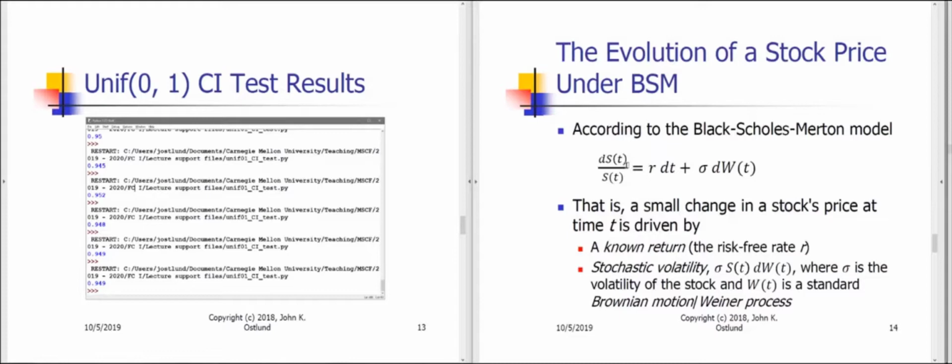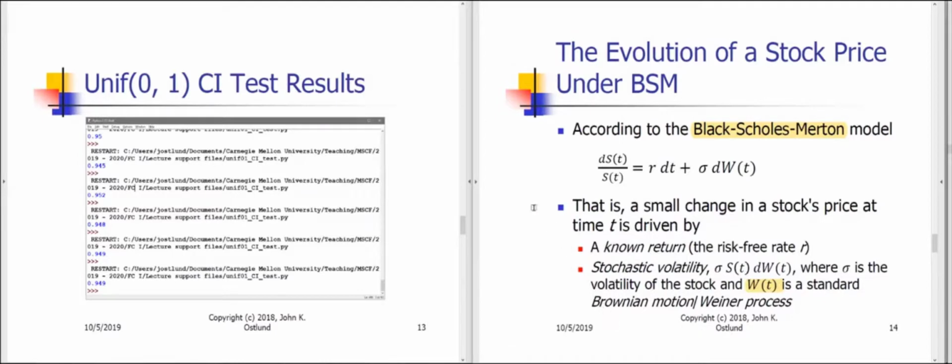All right, well, what in the world does all this have to do with finance? Well, according to the Black-Scholes-Merton model, the evolution of a stock price follows a so-called geometric Brownian motion. That is, a small relative change in the stock price is driven by a hopefully upward drift based on the current risk-free interest rate and a stochastic volatility part where sigma here is the standard deviation of return on the stock, and W_t is something called a Brownian motion or a Wiener process.